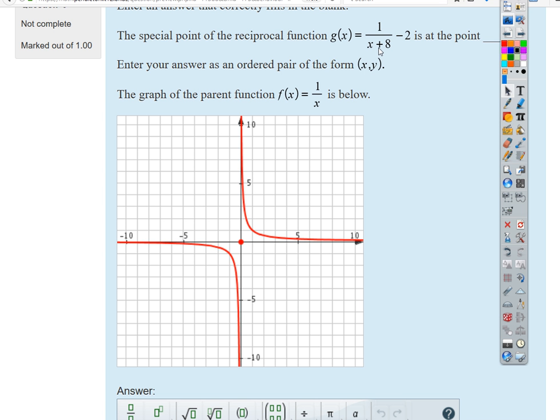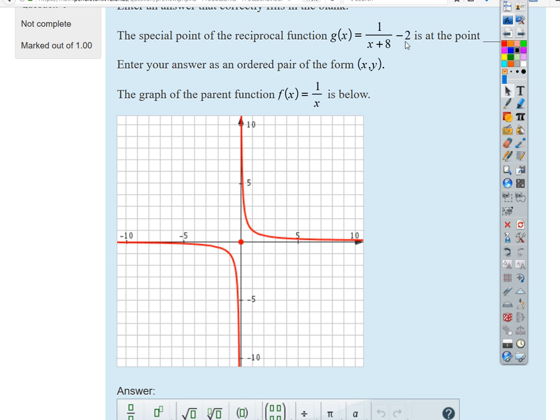But how about for g of x? -8, -2. How'd you get to -8? Because the x is opposite. It's -8 horizontal. That is the number being subtracted from the input, isn't it? Everybody agree? Okay. And -2 is the number being subtracted from the whole function, right? So we would know that the coordinates would be -8, -2, right?